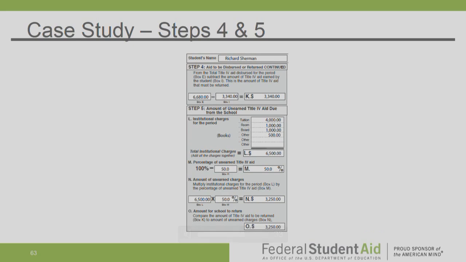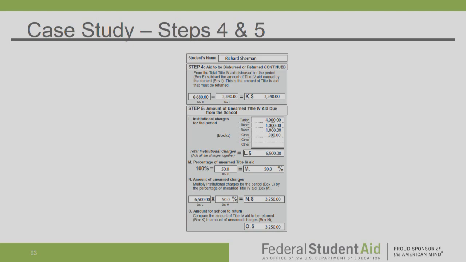All right, steps 4 and 5. Step 4 gives us the amount of Title IV aid that must be returned by the institution. We take the total disbursed, or $6,680, subtract the amount that was earned, $3,340, for a total of, again, $3,340 that must be returned by the institution, or Richard, or both.